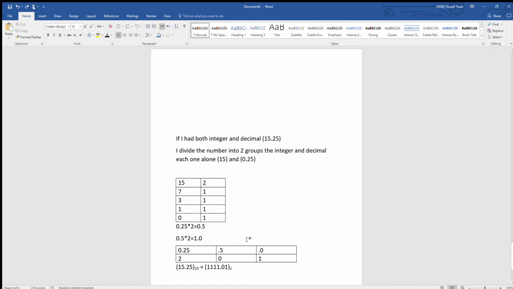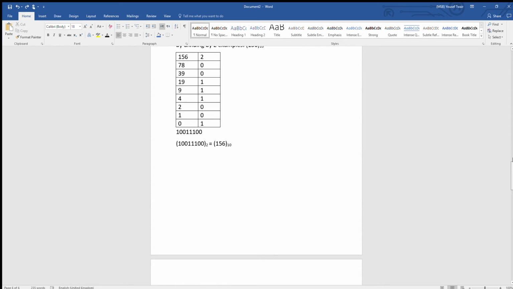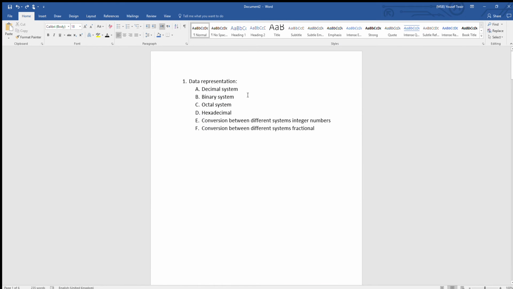This is about the binary. This is everything about the binary and how to convert it to decimal. We covered the two titles here, and now the next lecture will be talking about the octal and the hexadecimal. If you got how to convert from binary to decimal, those two will be easier for you.